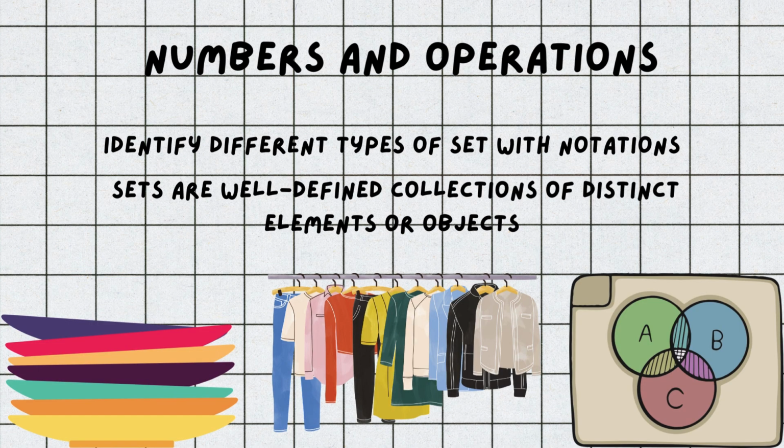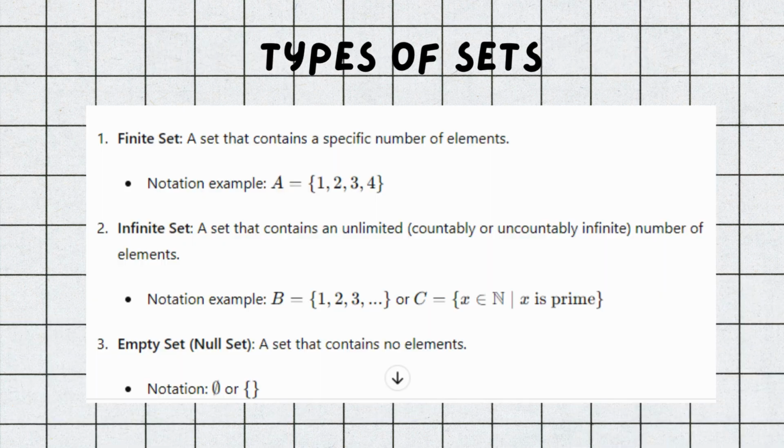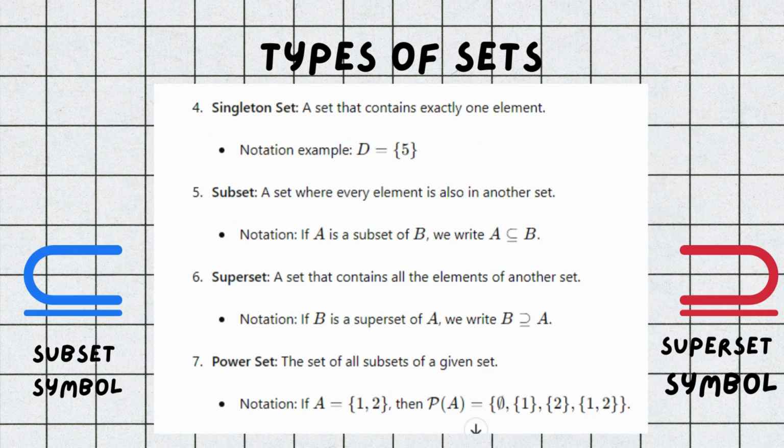Numbers and operations. Identify different types of sets with notation. Sets are well-defined collections of distinct elements or objects. Types of sets: finite set, infinite set, empty set, also known as null set. Some more sets are singleton set, subset, superset, and power set.